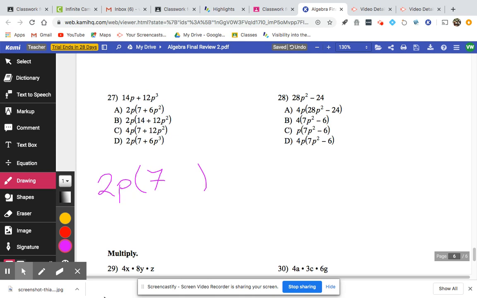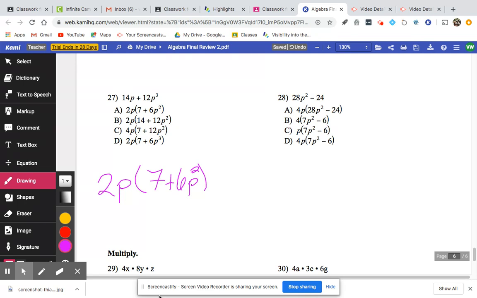What's 12 divided by 2? That's 6. So I have positive 6 in there. How many p's do I have in there? In this 12p to the third, I've got 3 p's. I factored out 1 p, so I'm left with p squared in the parentheses. So that is letter A.